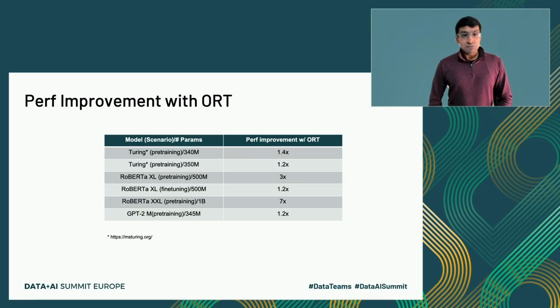The actual performance improvement depends on a lot of factors. Based on the models we have trained with ORT and the data used for training, we have seen perf improvement of about 1.2x to 7x on different models covering GPT-2, BERT, RoBERTa, and Turing. One observation here is that generally perf improvement is better with larger model sizes.